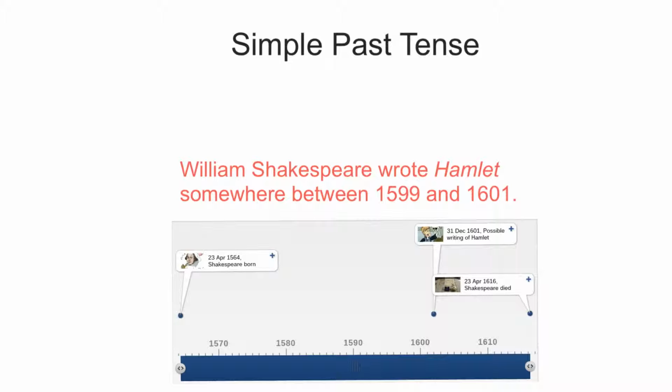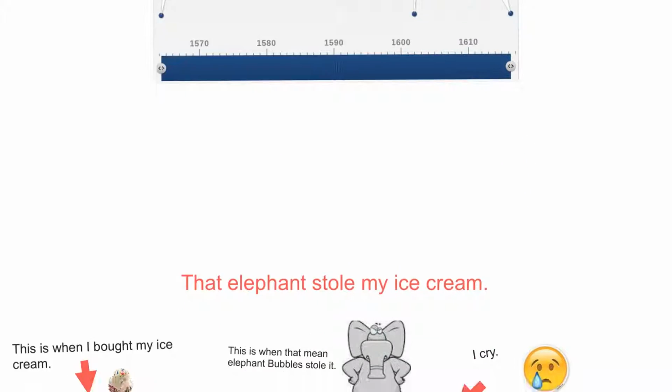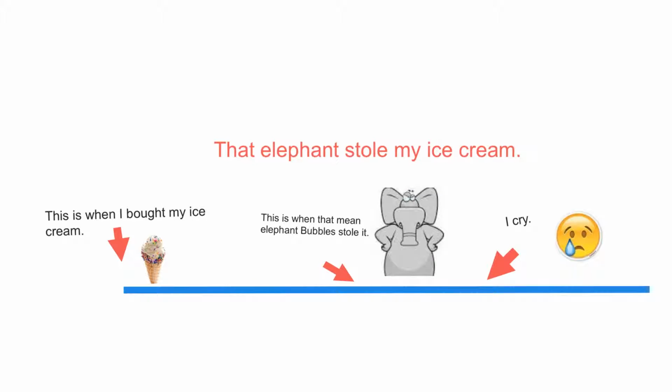I could say, William Shakespeare wrote Hamlet somewhere between 1599 and 1601. Or, that elephant stole my ice cream. Right. Part of the problem is that some of our students have been writing in the past perfect when they should be writing in the simple past.